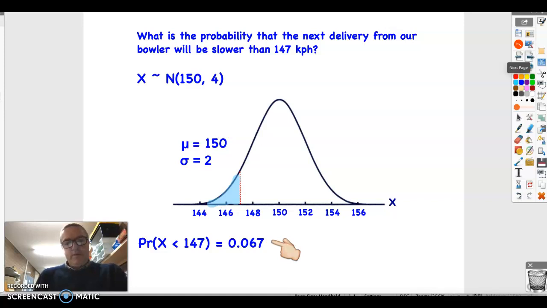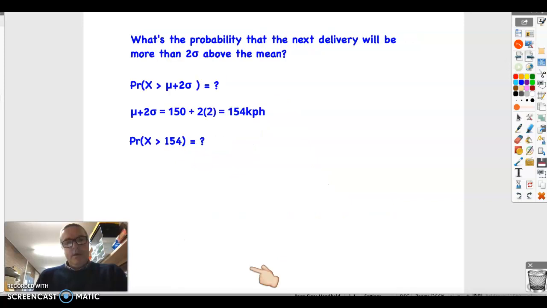One more question with this distribution. What's the probability that the next delivery will be more than 2 standard deviations above the mean? So we're looking at the probability that x is greater than the mean plus 2 standard deviations. We'll do that calculation with a mean of 150 and a standard deviation of 2. That means we're interested in the probability that the next delivery will be greater than 154 kilometers per hour.